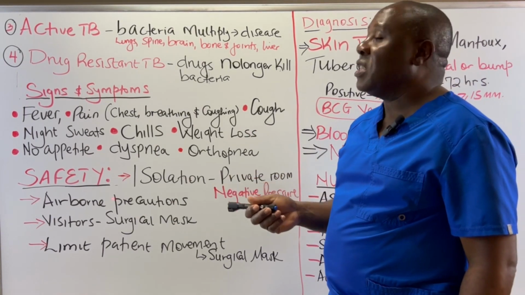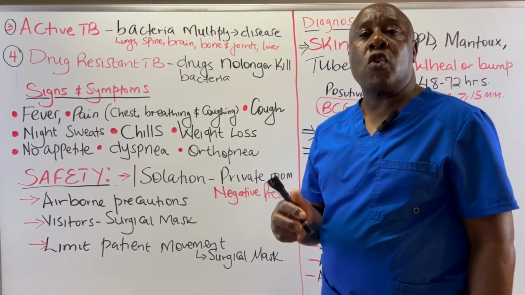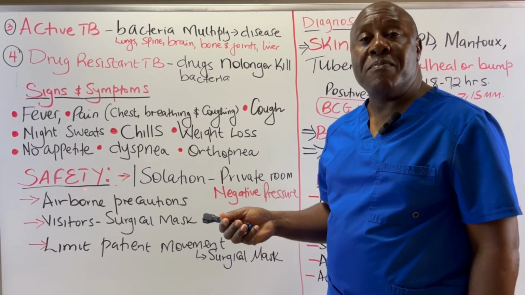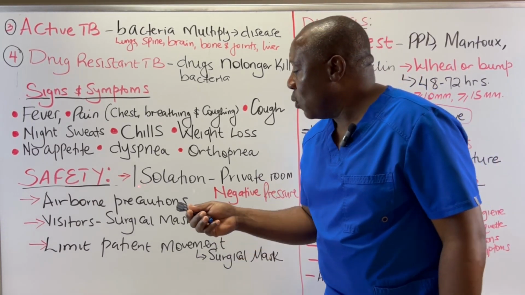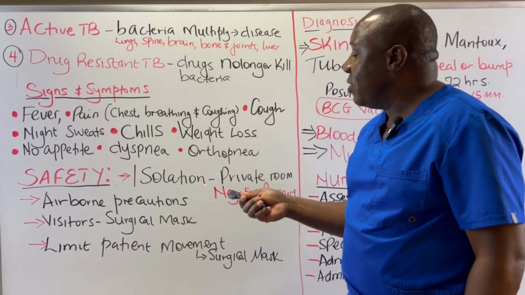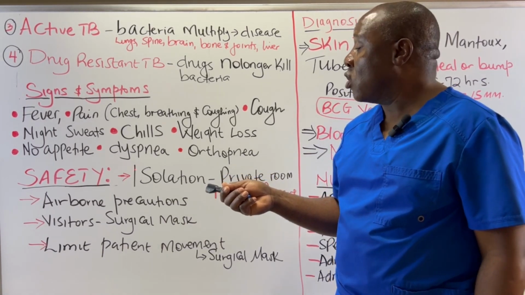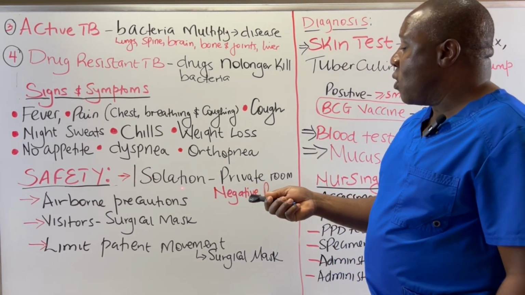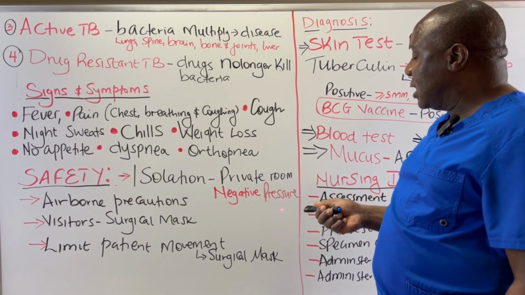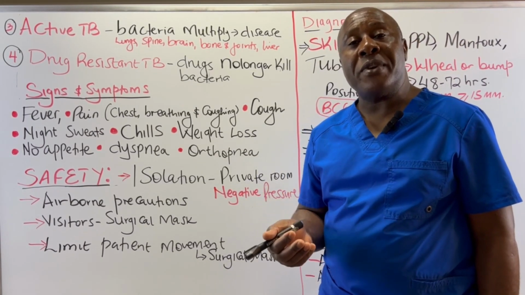Now let us look at the safety aspect. Whenever a person is suspected to have tuberculosis, or has been diagnosed with tuberculosis, there are safety measures that must be put into place. Number 1, we have isolation. This is the priority. This is the first measure that should be initiated the moment a person is suspected of having TB or has been diagnosed with TB. These people are normally isolated in private rooms, and those rooms have negative air pressure. The air pressure inside is lower than the air pressure outside.